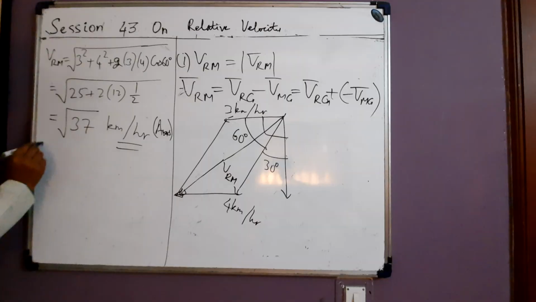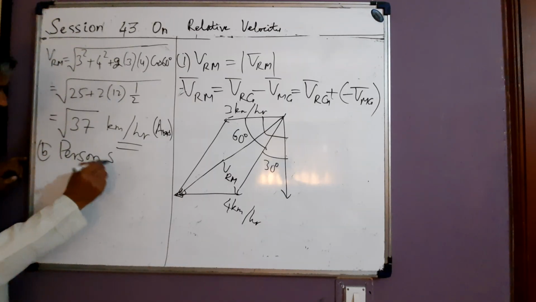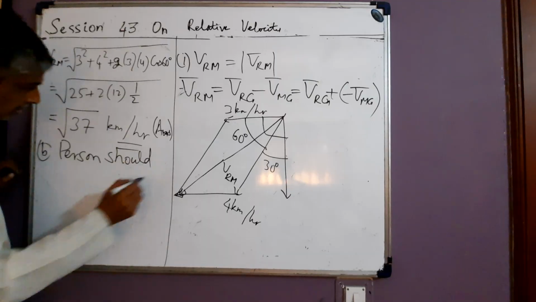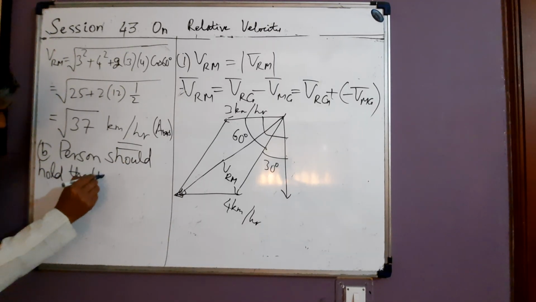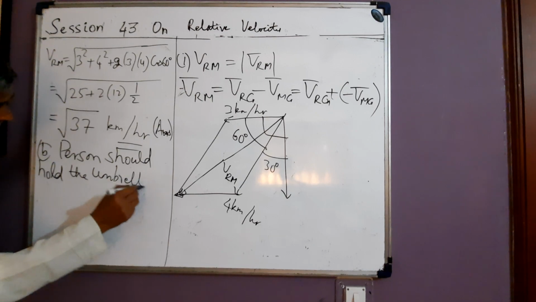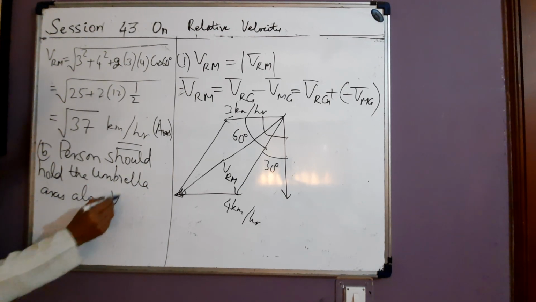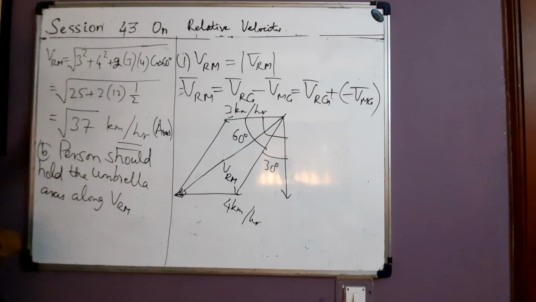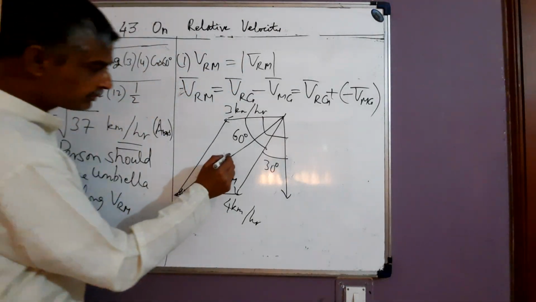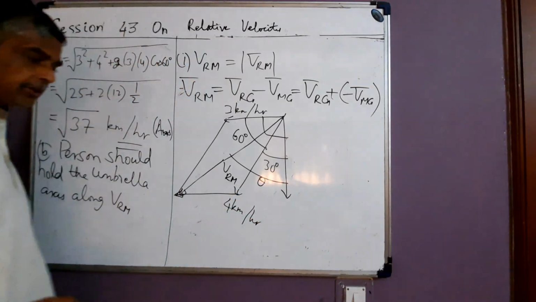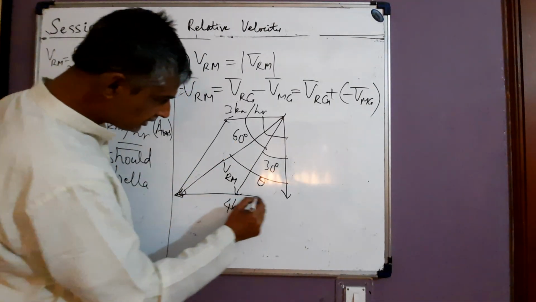So in part B of the question, the person should hold the umbrella axis along VRM to protect himself from the raindrop in the best possible way. Now suppose this VRM makes an angle of theta with the downward vertical. This theta we have to find out. Now what we do, we extend this backward, okay.